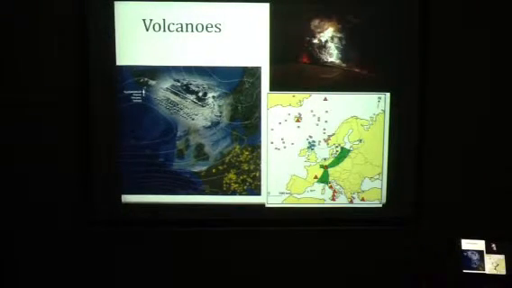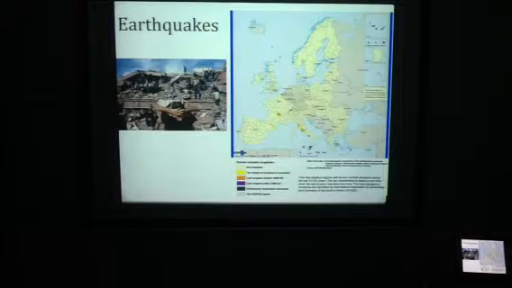The graphic down at the bottom right shows all active volcanoes in all of Europe. As you can see, there's one in Iceland, there's one way up at the top, but then most of the volcanoes are down in the boot of Italy or Greece or Turkey. Earthquakes, there are a lot of earthquakes in Europe, but most of those occur in Italy, Greece, Turkey, the southern part of Europe.